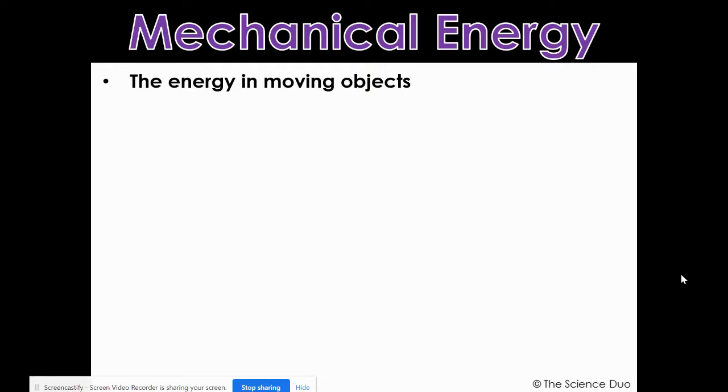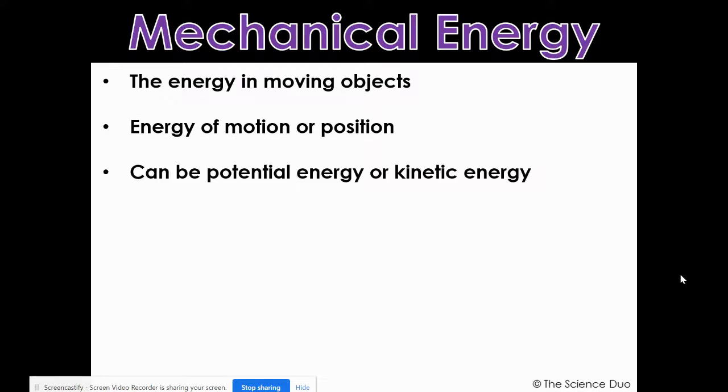So first we're going to look at mechanical energy. It's the energy that we have in moving objects. It is the energy of motion or its energy of position. So a car that's moving has energy, or that book on the shelf also has energy. It can be either potential energy or kinetic energy, or a combination of both.